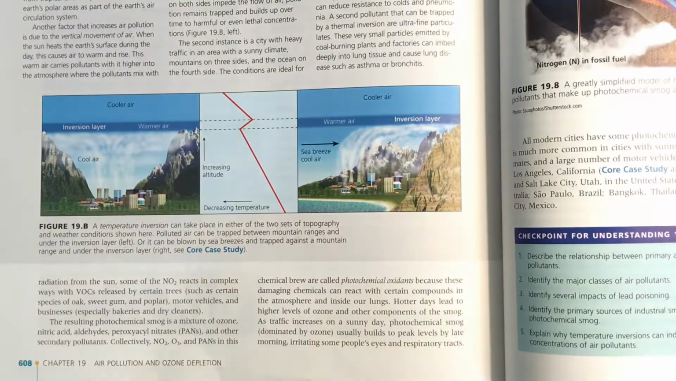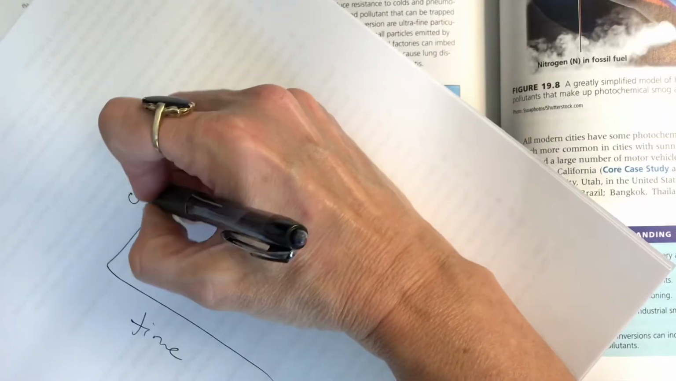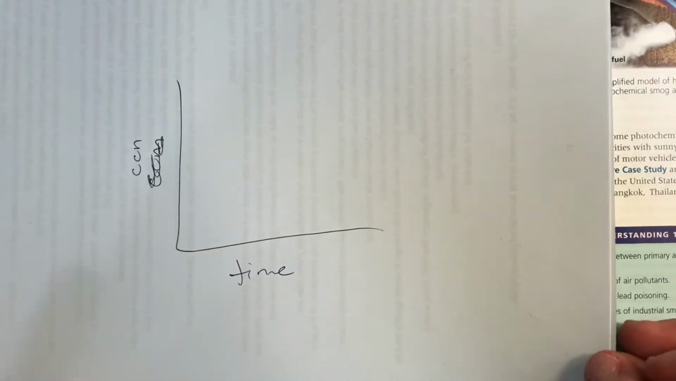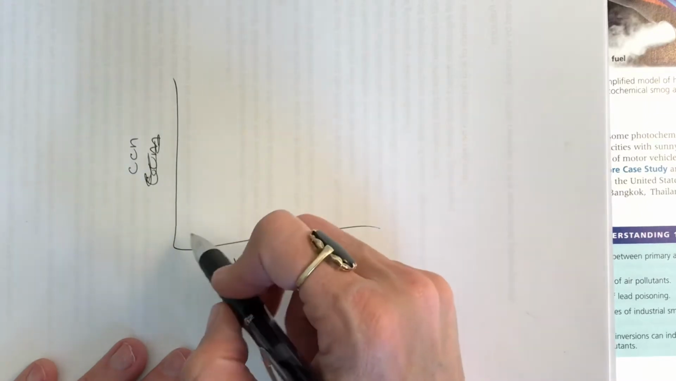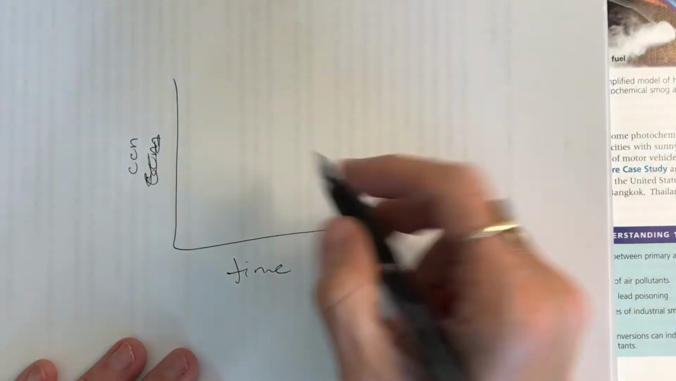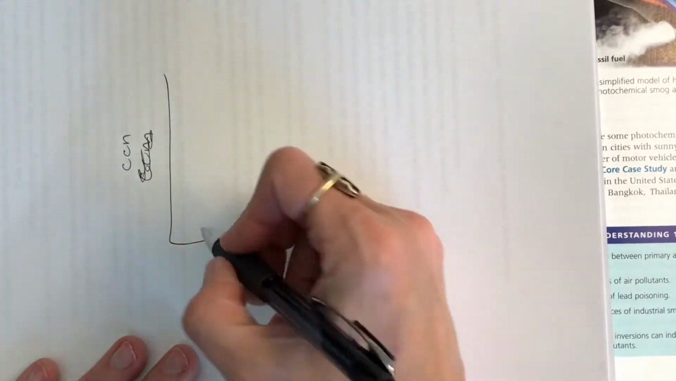So let me see if I brought a pen. Okay, so here's your time. This is time. This is concentration. CCN is not something I made up. That's an actual shorthand for concentration. So you're going to have kind of most of these graphs, and I will show you one, kind of peak. In my mind, it's 2.